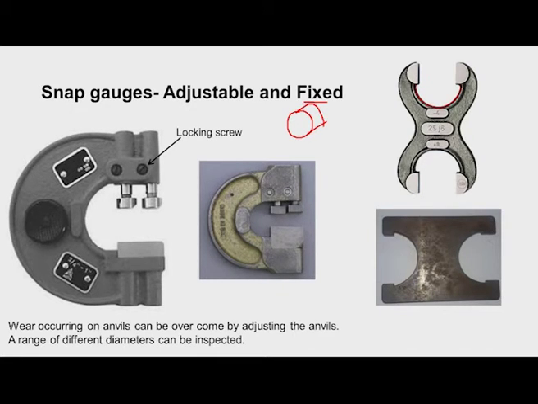See here, it is marked 25 J6. 25 is the basic size and J6 is the tolerance that is allowed. The actual size is also mentioned here, minus 4 microns and plus 9 microns. So here it is 25.009 millimeter, this is go, and this is 25 minus 0.004, so that is the no go side. Due to continuous usage, this gap will change.